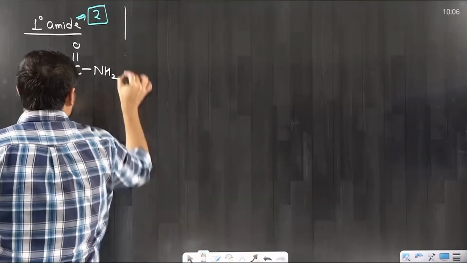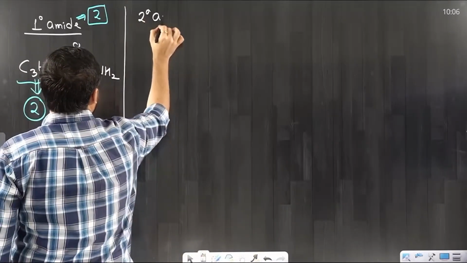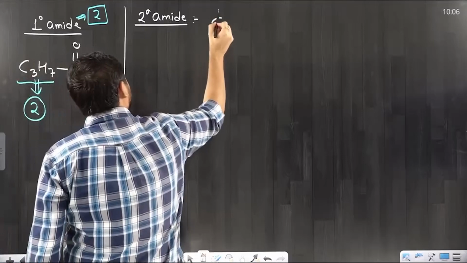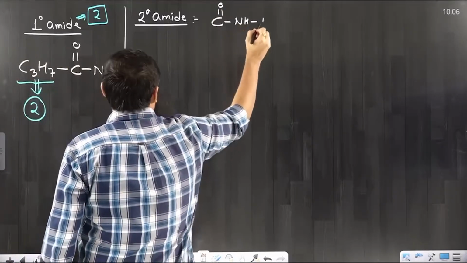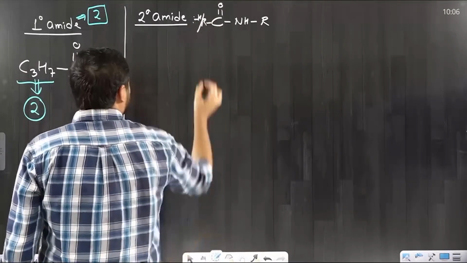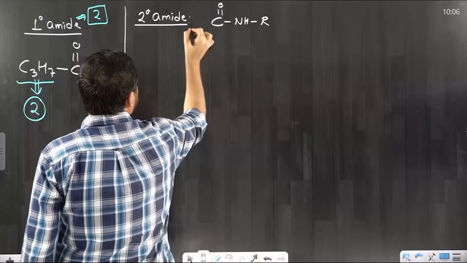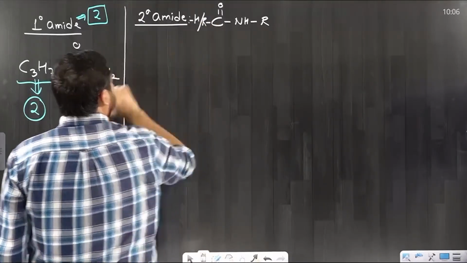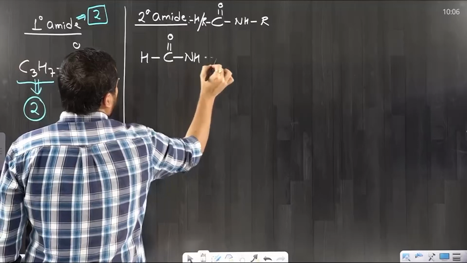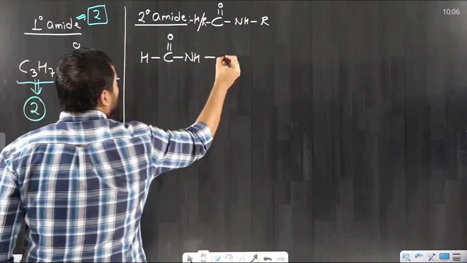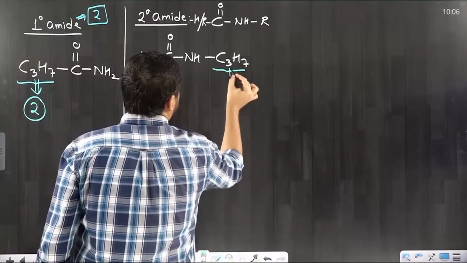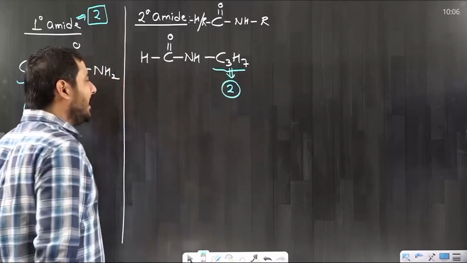Now let us move to secondary amide. So for secondary amide, let us first start with some basics. C double bond O, NH, here always R is present. Here it can be R or it can be hydrogen also. So let us start with hydrogen first, the simplest. C double bond O, NH. Total 4 carbon atoms, 1 I have written. So remaining how many carbon atoms are present? 3. And for C3H7, how many isomers are possible? 2 structural isomers are possible.